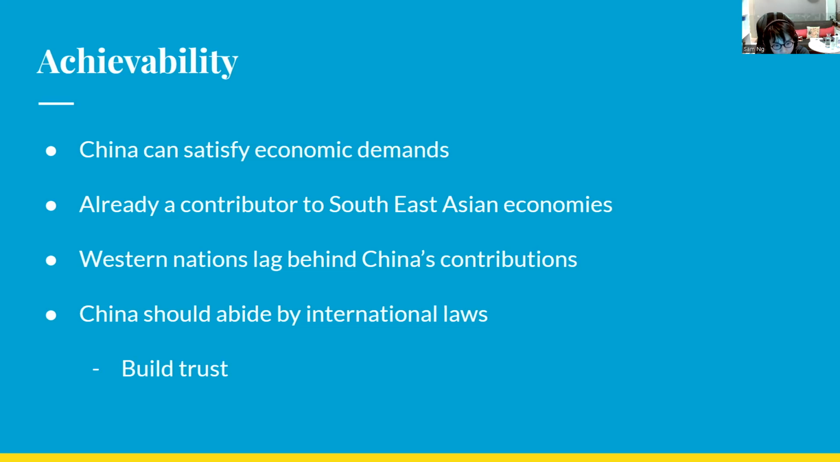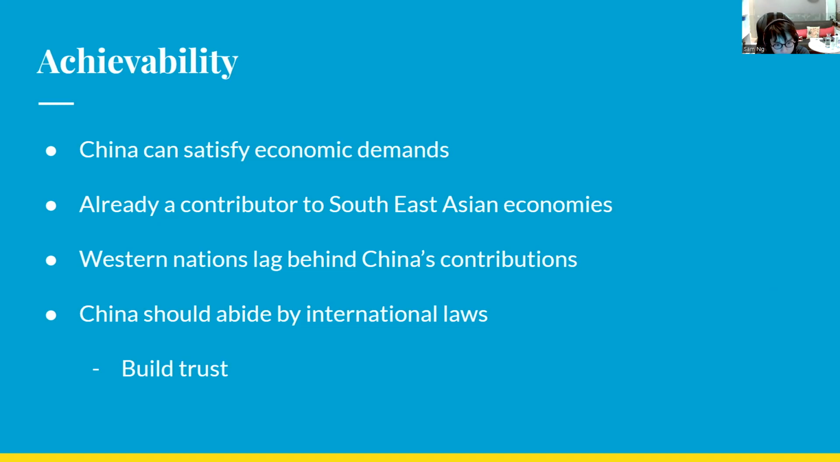In fact, as many of you know, China is already a massive contributor to the economies of Southeast Asia. For example, China and Vietnam's bilateral trade already makes up 70% of Vietnam's total trade imports. In contrast, the Western nations have done little to support the economic development of these nations, especially when compared to China's massive infrastructure projects put through the Belt and Road Initiative.